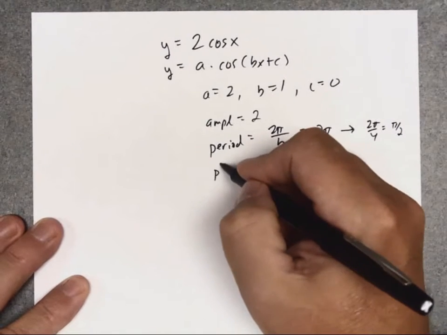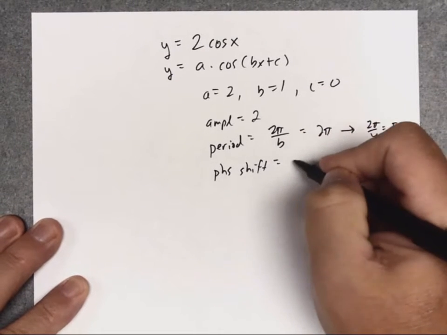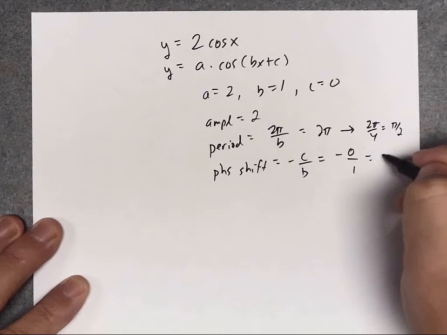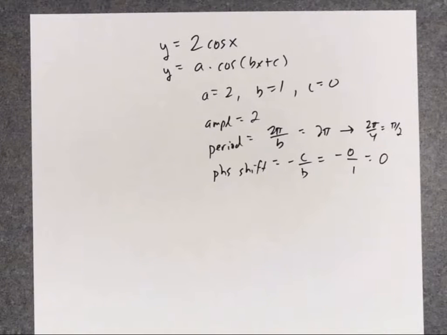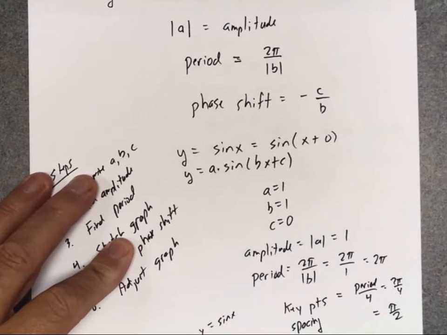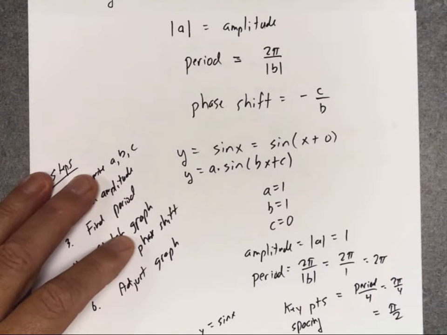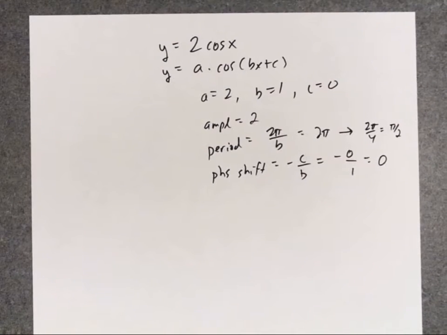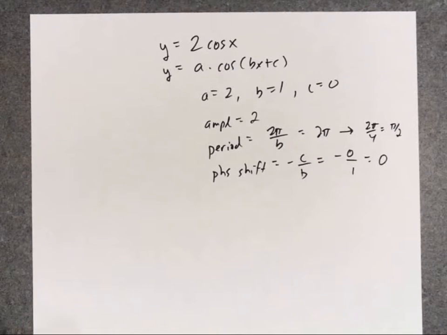And actually, let me go and calculate the phase shift. Negative C over B, negative 0 over 1. There is no phase shift. And actually, on the last graph, I should have done that. After I made this sketch, I should have said, and now the phase shift, negative C over B. So there was no phase shift. We'll do some graphs of phase shifts in a few minutes, but for now, let's do this one.